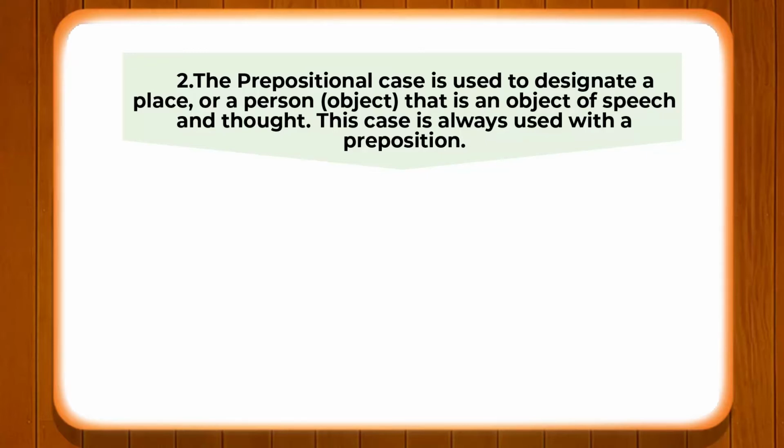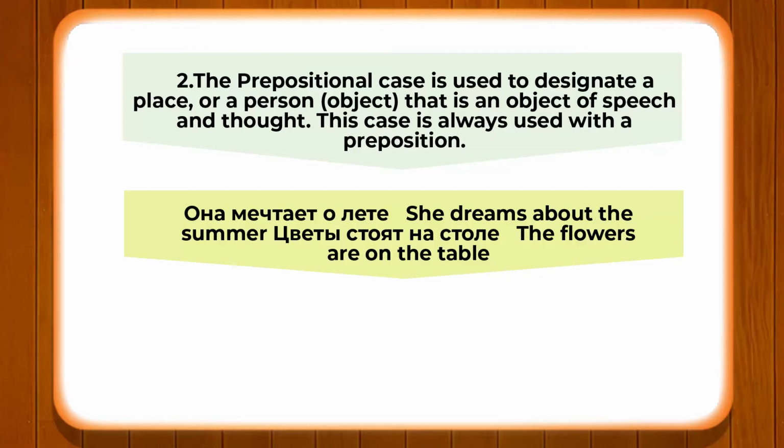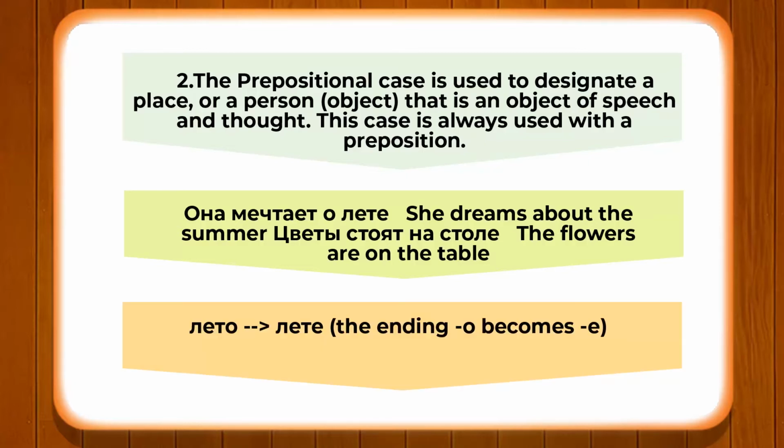So, now let us understand how this prepositional case works with an example like Она мечтает о лете. She dreams about the summer. Цветы стоят на столе. Где стоят? На столе. On the table. So, the flowers are on the table. Лето changes into лете, ending о changes into е, and стол ending changes into е. These are the basics of the prepositional case.